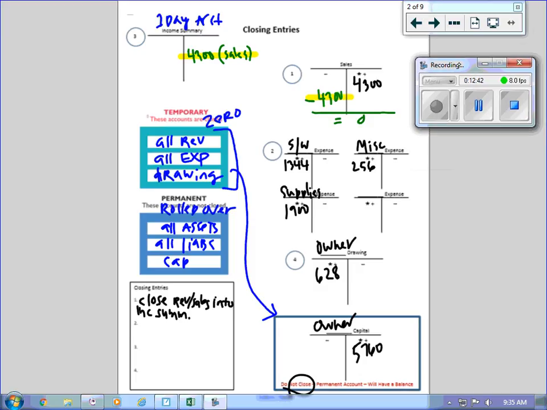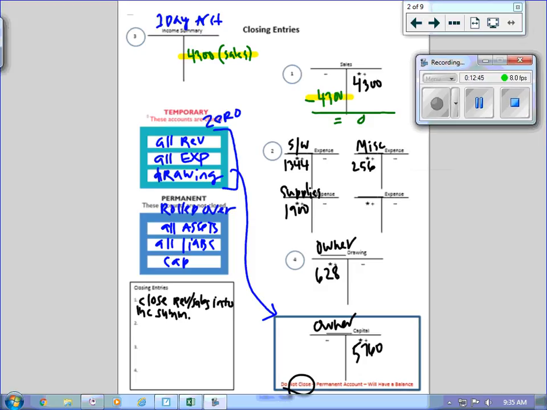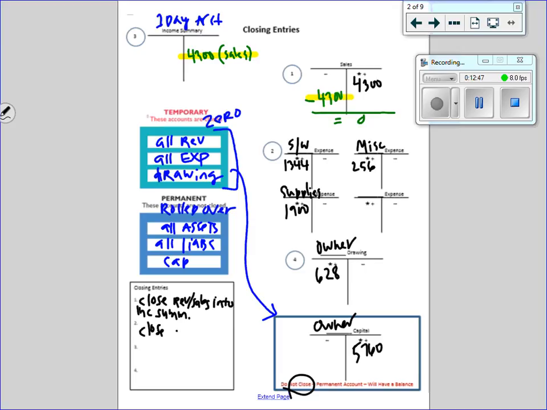All right. The next thing that we're going to do, close or zero out all expenses into income summary. So these expenses, we want to equal 0. Third one, we want to equal 0. What would be wrong with debiting all of those? It would double it. We want to zero them out, so we actually want to credit each of them.